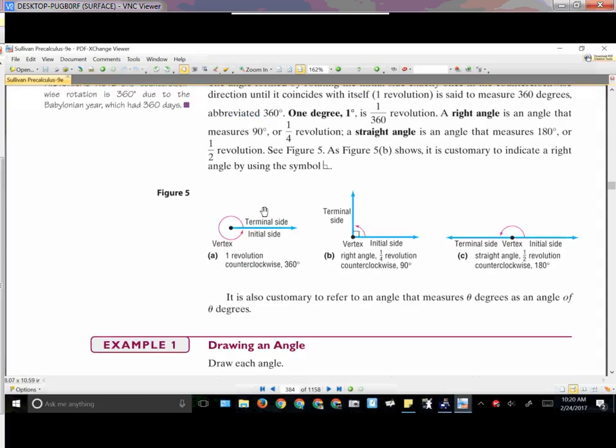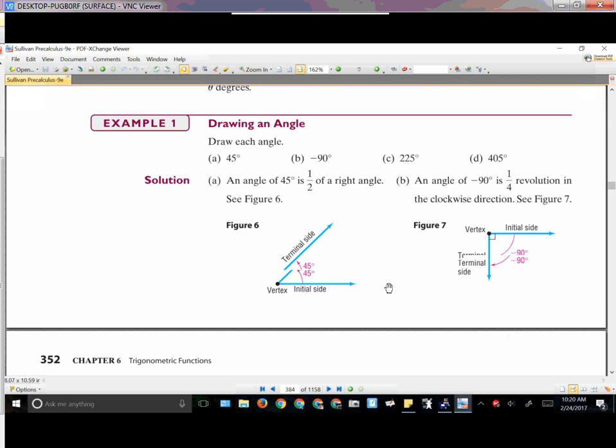Degrees. Now, one of the things that we're going to be talking about as we go through this is how we get to the terminal side from the initial side. We will use words like revolution. We'll talk about a direction, clockwise. We may talk about a right angle, straight angles. We may give you the degree measure of what it is going to be.